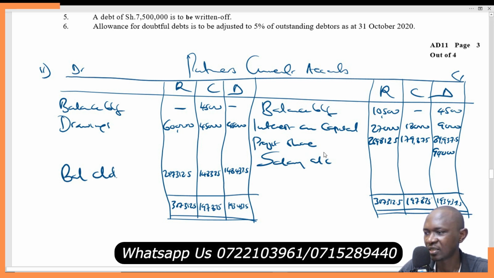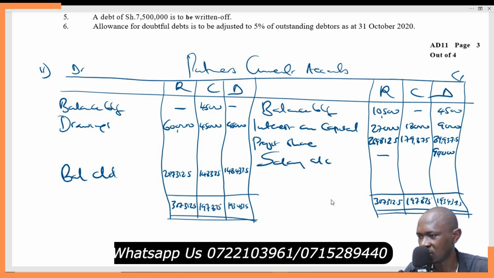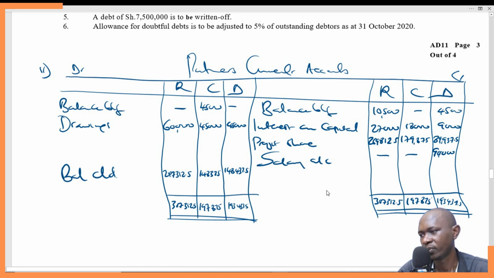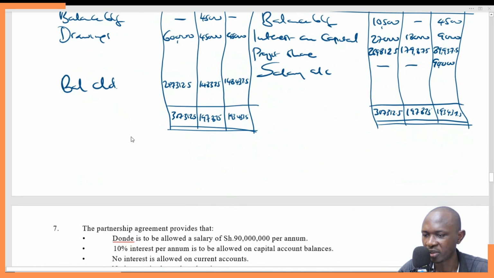So these are partners' current accounts. This is our partners' current account. We have already prepared it. So that's how we go about it. Anything that increases the partners' value in the business, we credit. Anything that reduces, we debit.